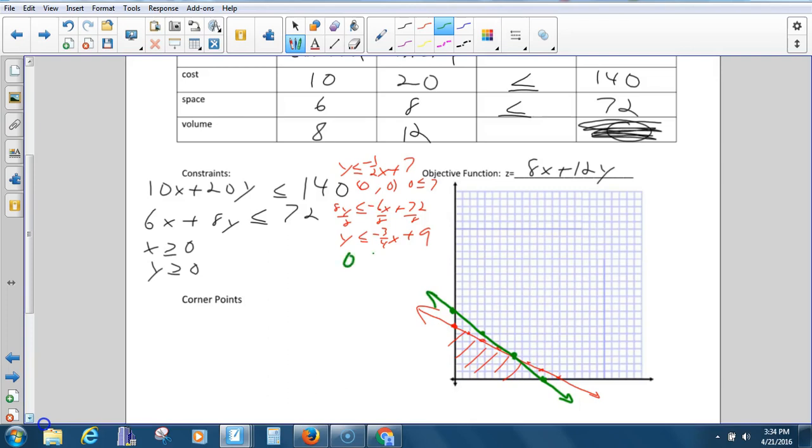I'm going to test 0, 0. 0 is less than or equal to 9. That's a true statement. So this time I'm going to shade everything under here.